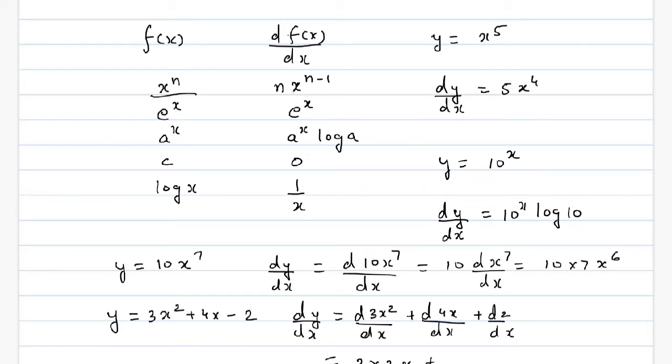Differentiation of x, you can clearly see, again you can do it with x raised to n, or you can just say it will be dx by dx, that should be equal to 1. So we'll get 4. And differentiation of a constant should always be 0. So plus 0. So we are getting 6x plus 4. This becomes our differentiation.